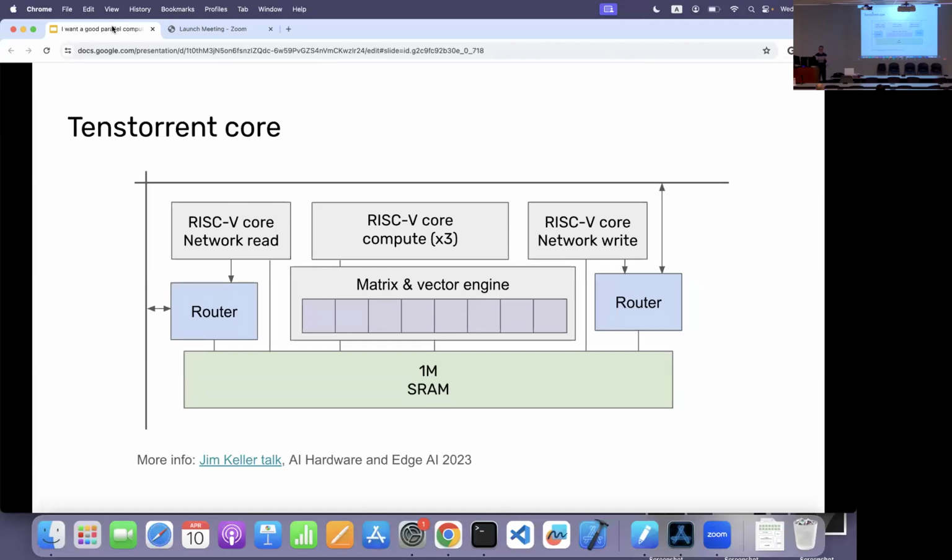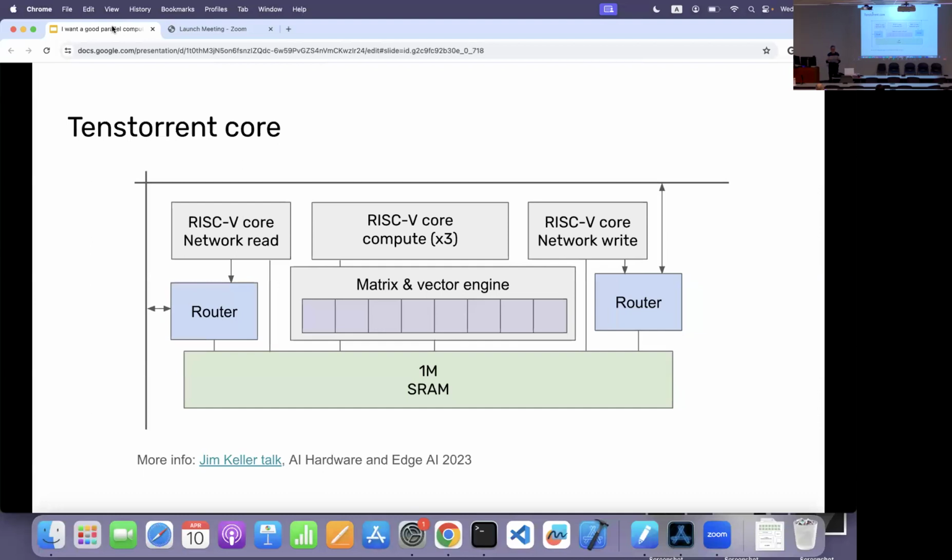And everything inside the core is stitched together with 1 megabyte of static RAM. And it's multi-ported, but the number of ports on it is not extreme. It's enough for all of these pieces to connect to. And so when you're getting data in and out on the network, that's going into static RAM. And when you're doing the matrix multiplications or other math, that's going into static RAM.